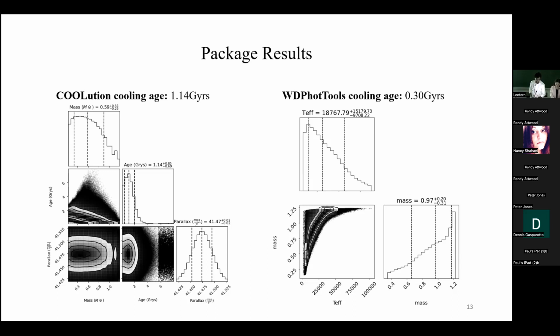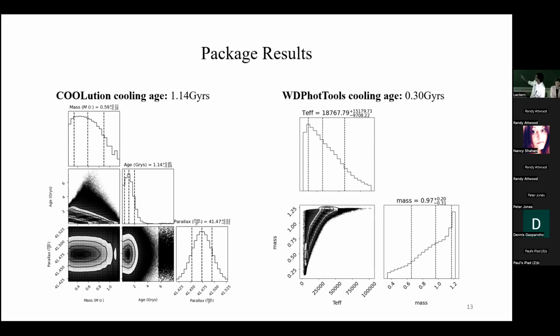And WD Photools had 2 parameters using the T effective and mass. As you can see, the T effective is close to 19,000 Kelvin, which is pretty hot for a white dwarf, and a mass of 0.97, which is a little bit on the higher side.